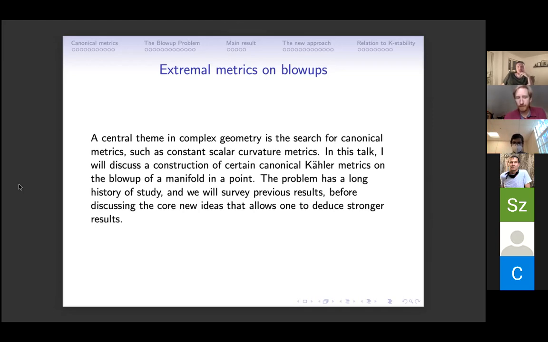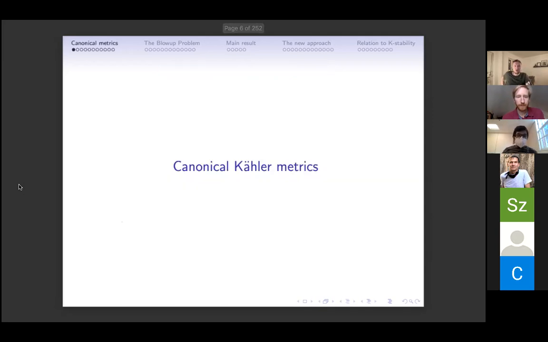So I will also survey some of the previous results before discussing the core idea, new ideas that we implemented that allowed us to go a bit further in the problem. And this is all joint work with Ruadhaí Dervan, as I said. Okay, so the beginning of the talk is going to be some kind of more background talk on canonical Kähler metrics, and then I will gradually get into the problem that I'm discussing today.